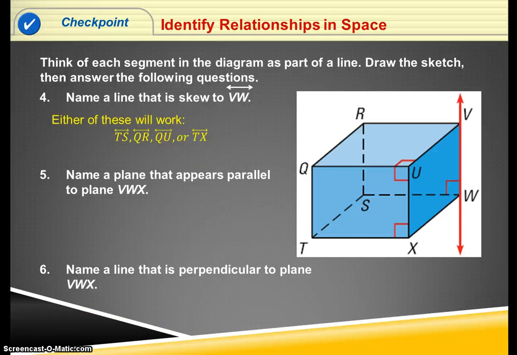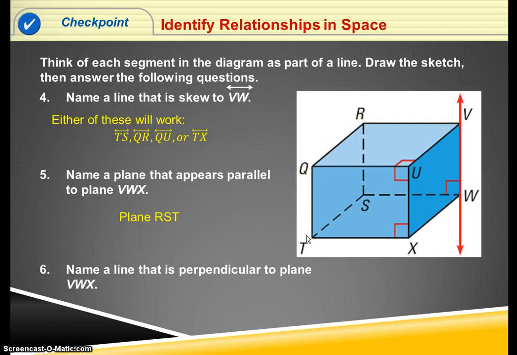So a line that is skew to VW. VW is right here. We need lines that don't intersect it and are not on the same plane. So TS would work right here. It's never going to touch it. QR right above. QU out front. Or TX. To name a plane parallel to this one on the right would be the one on the left, RST.